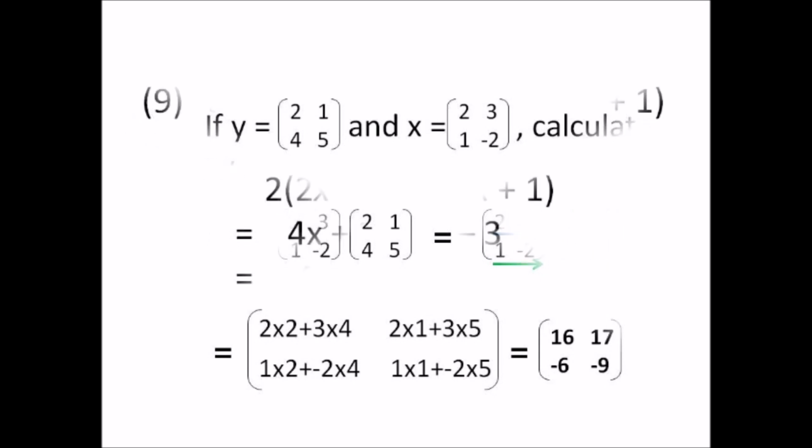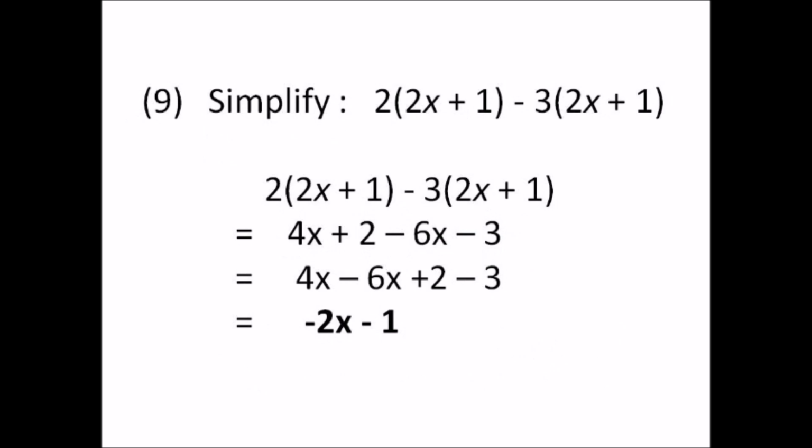Number 9. Final answer: negative 2x, negative 1, minus 1. So just remove your brackets and you will get 4x plus 6 minus 6x minus 3. Put your x's together: 4x minus 6x is negative 2x. And 6 minus 3 is 3. That's it. You have to leave the answer just like that.